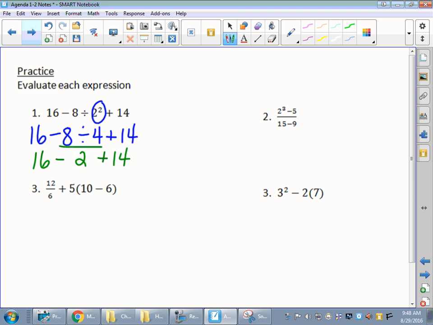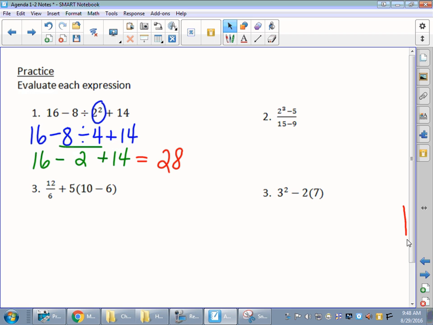Doesn't matter which order, so I'm going to do 16 minus 2 plus 14. And I think, double check my math because I do get things wrong, I've got myself a 28. So number 3, let's do that one. We'll skip the other 2 for now. Come back to those guys later.